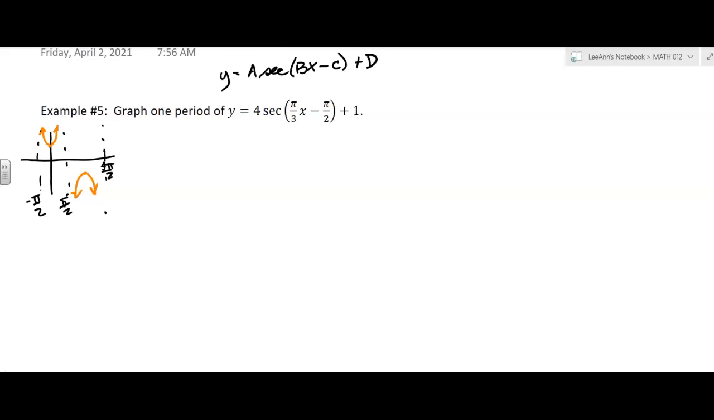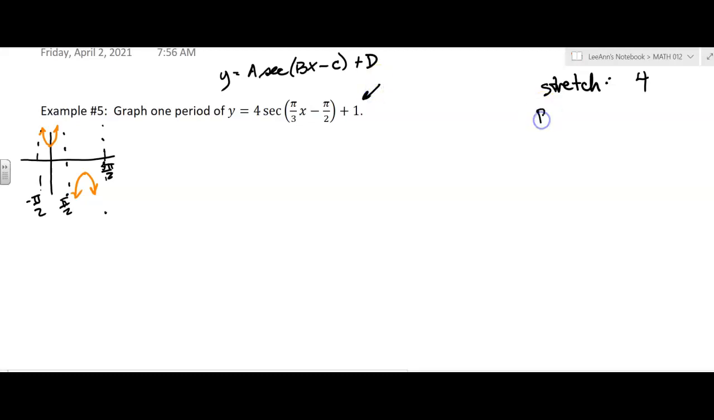Now, we know the stretch. That's probably getting easier for you, right? It's the absolute value of A, so it's going to have a stretch of 4. It's not going to reflect about the x-axis. So instead of being at 1, it's going to be at 4. Not really, because it's going to have a vertical shift, but we'll get to that.